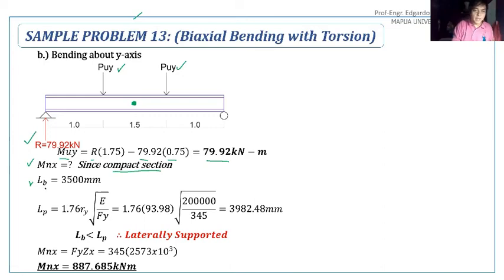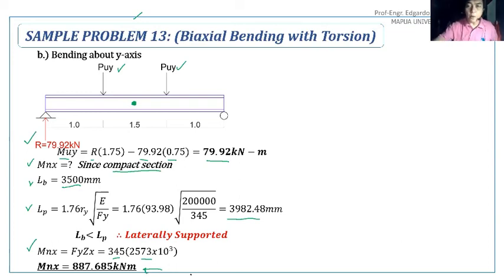I solve for LP. So what is LP? 3.9. So with LP alone, LB is already less than it. This means that when your LB is less than LP, it is laterally supported. You don't need to solve for LR. We only solve for LR when LB is greater than LP. But when LB is less than LP, you no longer need to solve for LR. So automatically, it would be laterally supported. So our MNX, when laterally supported, would be FyZx. So FyZx, this is now our MNX. So we are okay there.